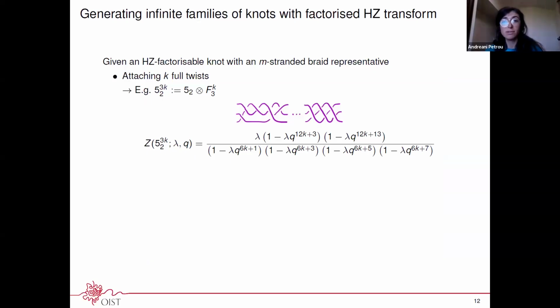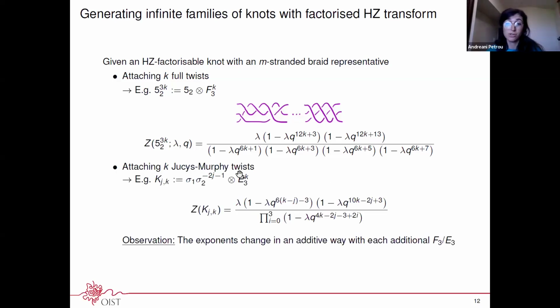As you can see in this example, this was 5-2, and I put k full twists, and basically the effect on the Harer-Zagier is additive on the exponents, depending on the number of full twists I include. And similarly, I can do this with the Jucys-Murphy twist. So starting from this configuration, attaching k full Jucys-Murphy twists, I again get an expression that depends on the number of times I include those.